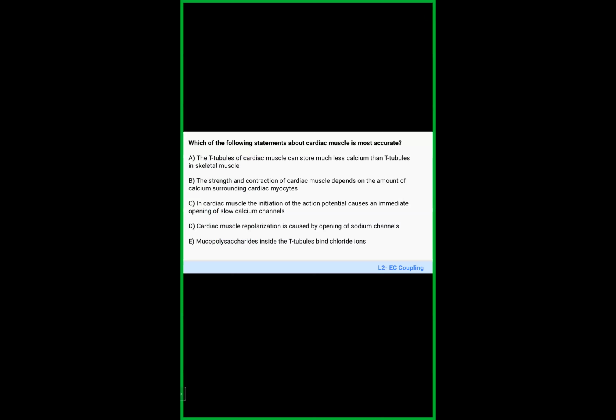Moving on, which of the following statements about cardiac muscle is most accurate?